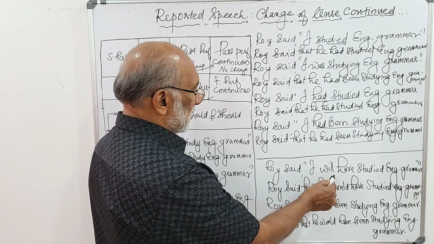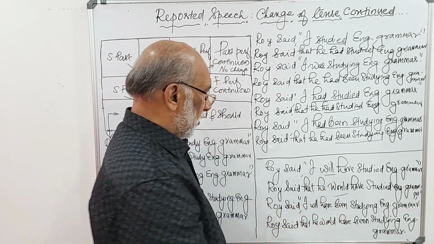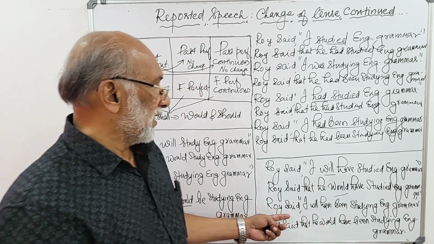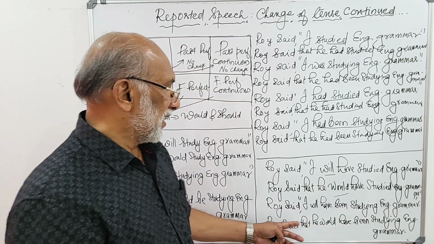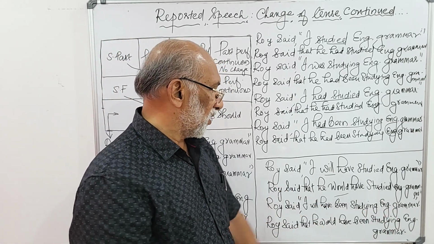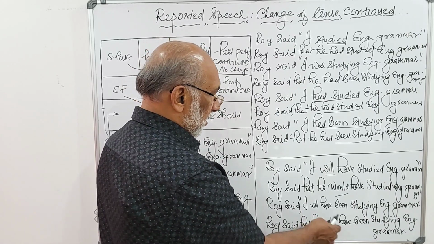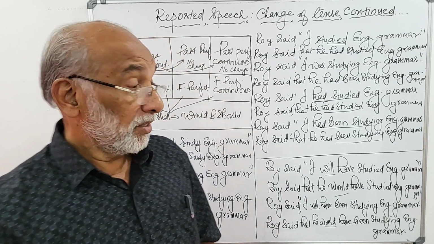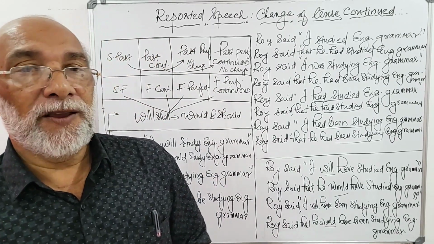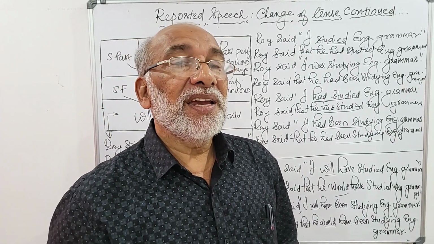So the only change is that will becomes would. Okay. And Roy said, I will have been studying English grammar. And Roy said that he would have been studying English grammar. Okay. So will became would. That's all the change. All the other things are the same. I think it's very clear to you.